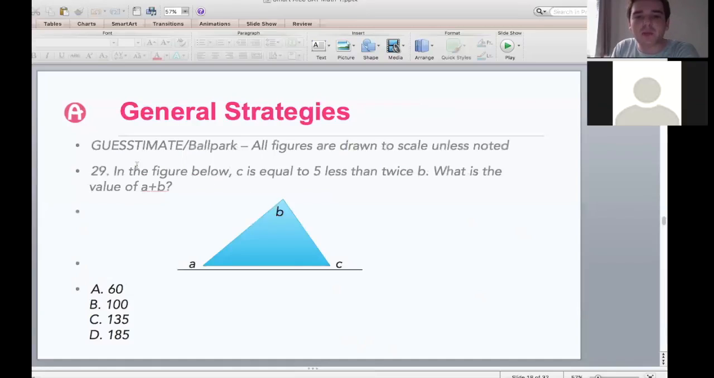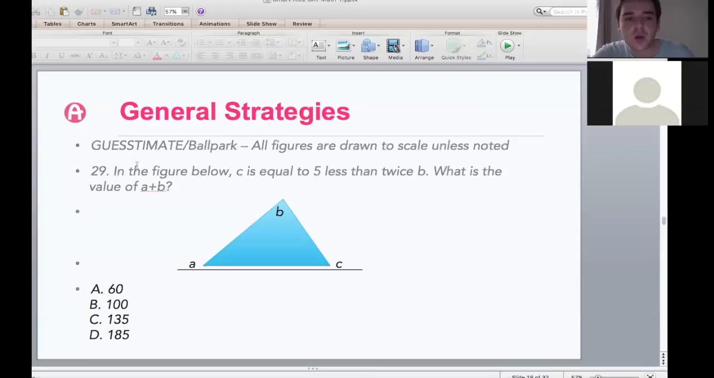So guesstimating is particularly helpful when they give you figures. And you can always assume that the figure is drawn to scale unless they are giving you something that explicitly says that it isn't. So here's an example of a question. It's number 29. In the figure below, C is equal to 5 less than twice B. What is the value of A plus B? And forgive my crude drawing, but A and C are supposed to be the external angles of that triangle.